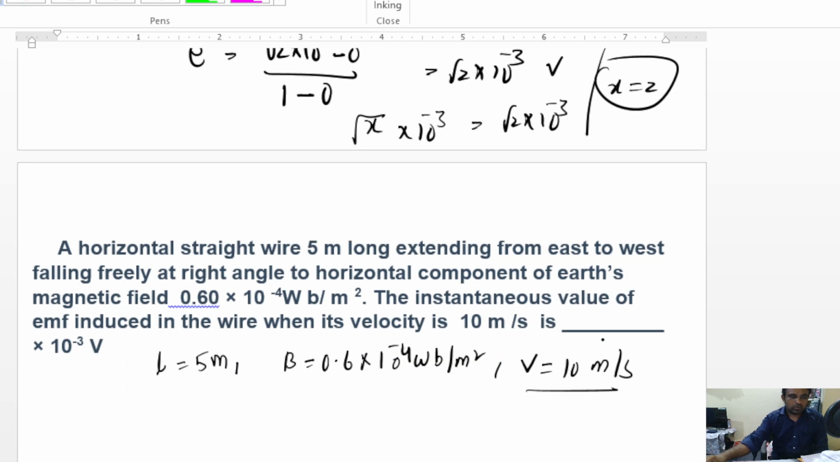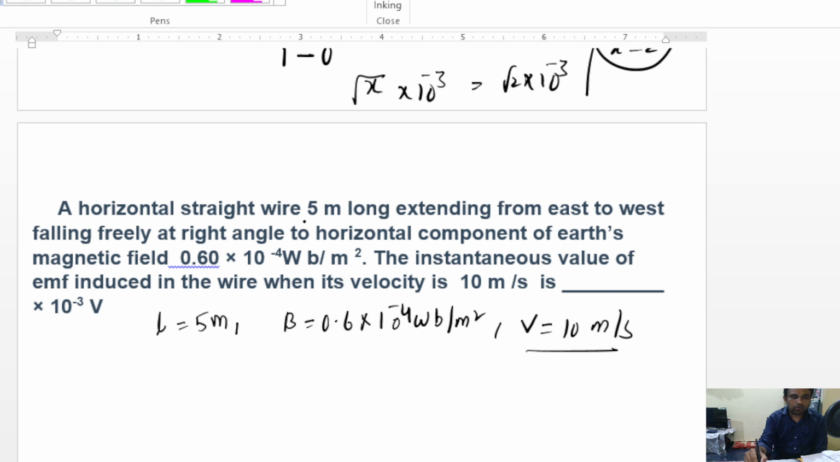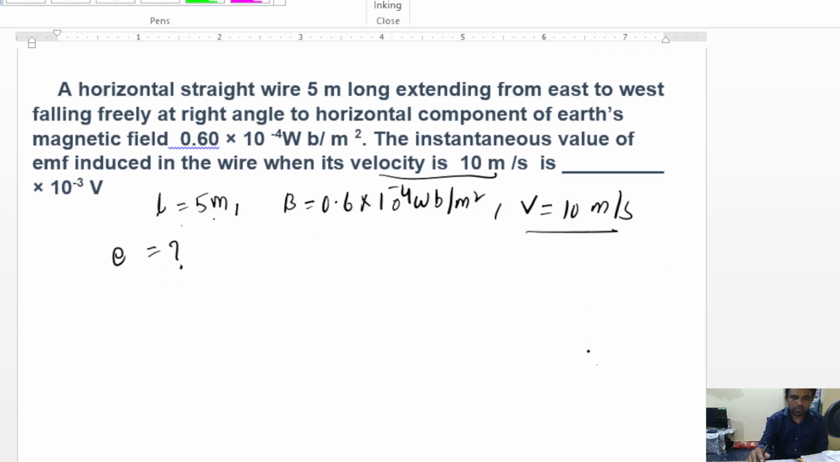Next, fourth question. A horizontal straight wire 5 meters long. So length is given 5 meters. Extending from east to west, falling freely at right angles to horizontal component of Earth's magnetic field. B is given, magnetic field. The instantaneous value of EMF induced in the wire is, so we have to find here the instantaneous value of induced EMF. So here the velocity is given 10 meter per second. All are given in meters, so no need to convert into meters. Why? Because it is not given in centimeters.